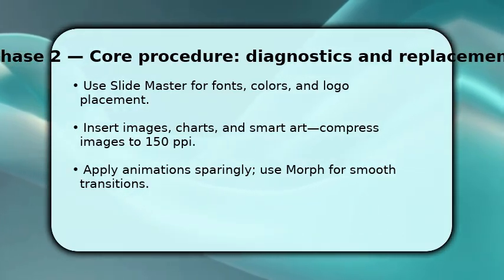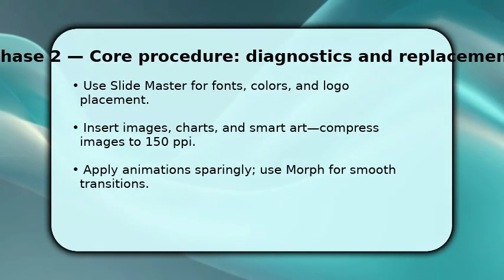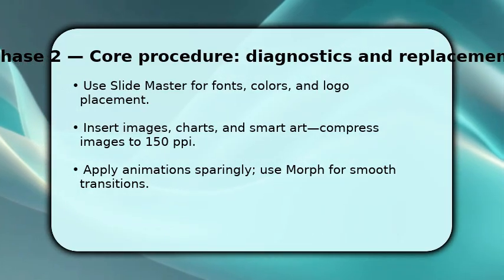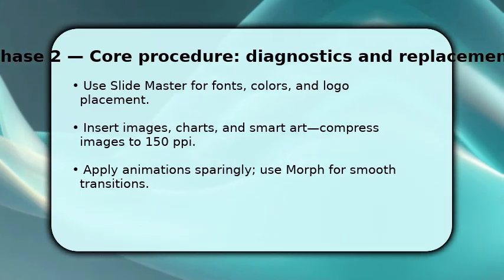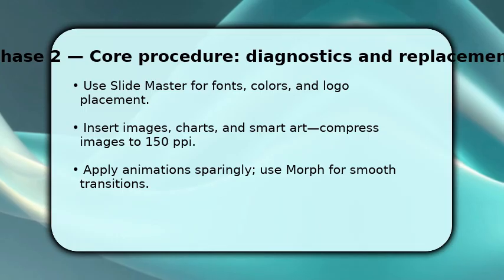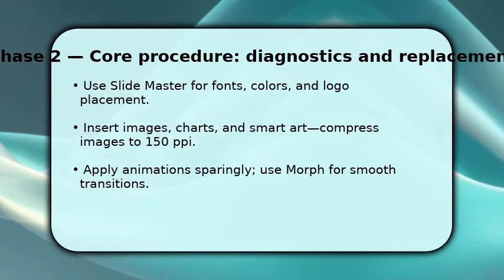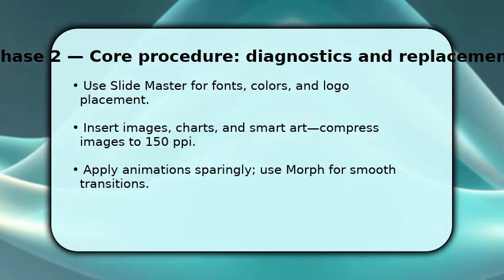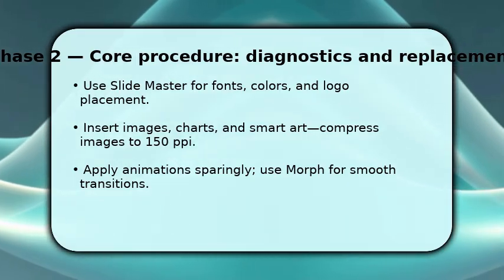Insert images, charts, and smart art. Compress pictures to 150 ppi to balance quality and file size. Once your content is placed, apply animations sparingly. Use Morph for smooth scene changes. Make sure to run slide sorter to check flow and rehearse timing. Practicing will reveal pacing issues you can fix before presenting.